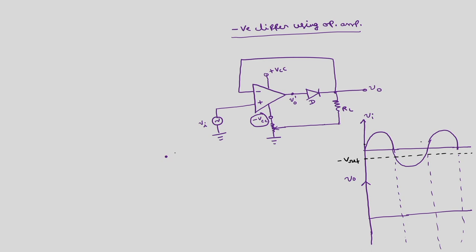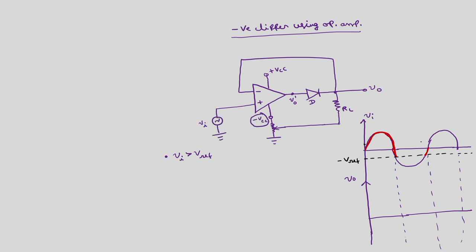So we take again the two different cases. One is Vi is greater than V reference. So which portion? This entire positive portion, and also this portion up to here. So this red area is the portion where Vi is greater than V reference. Okay. So now what happens to the output?